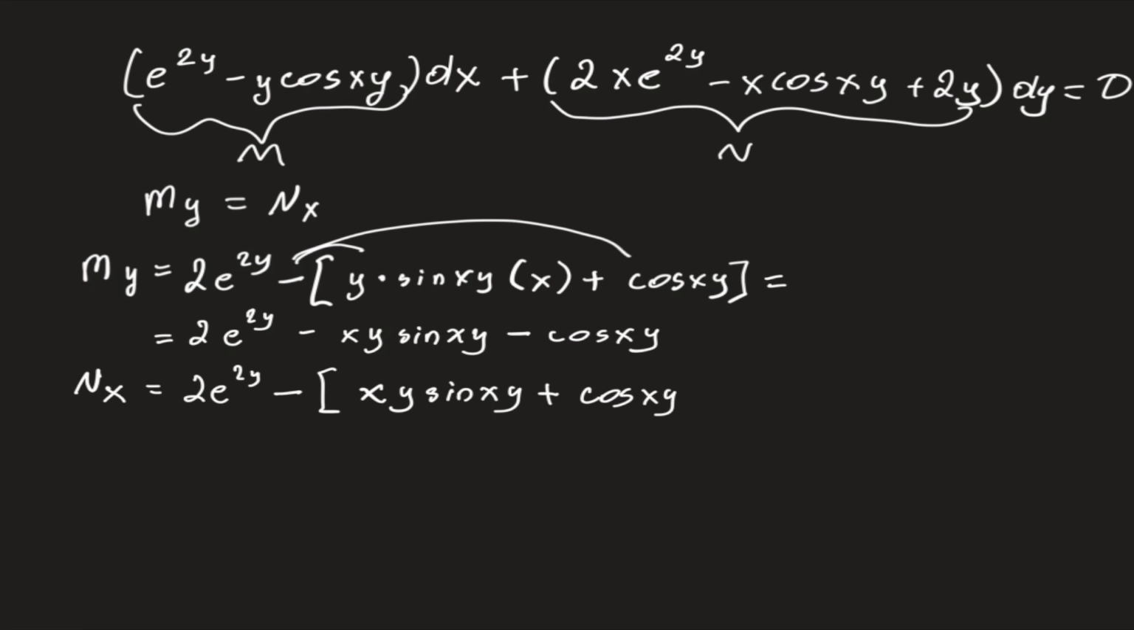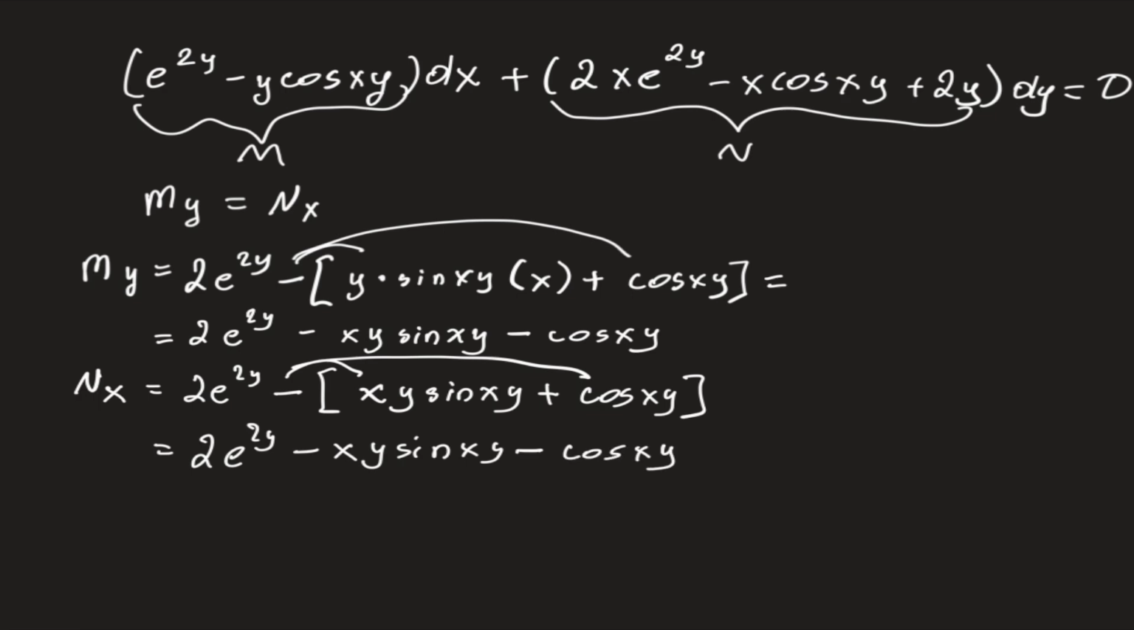and then we have the derivative of 2y, which again is just a constant, which means it's going to be 0. And we're going to simplify that again, giving us 2e to the 2y minus xy sine of xy minus cosine of xy. Now we compare my partial derivatives of m and n, and see if they're the same. And indeed, they are the same. Therefore, we can go ahead and solve this.